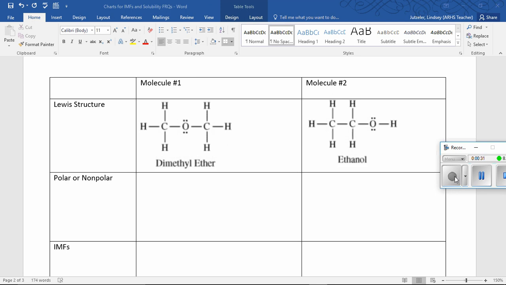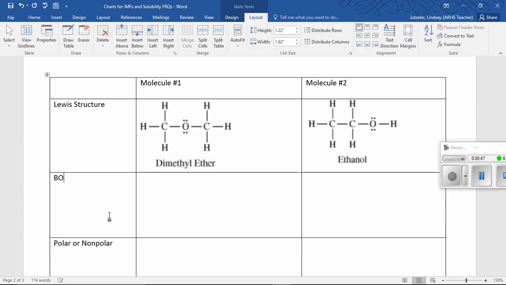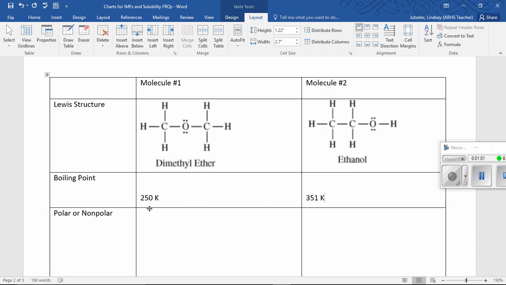Make a chart. Put your molecules at the top, put your little structures at the top. And I probably should have, let me do one thing real quick. Put boiling point here. And this boiling point was 250 Kelvin, and this boiling point is, here we go. So we can see from the question what we're dealing with. You're supposed to explain why dimethyl ether has a lower boiling point than ethanol.